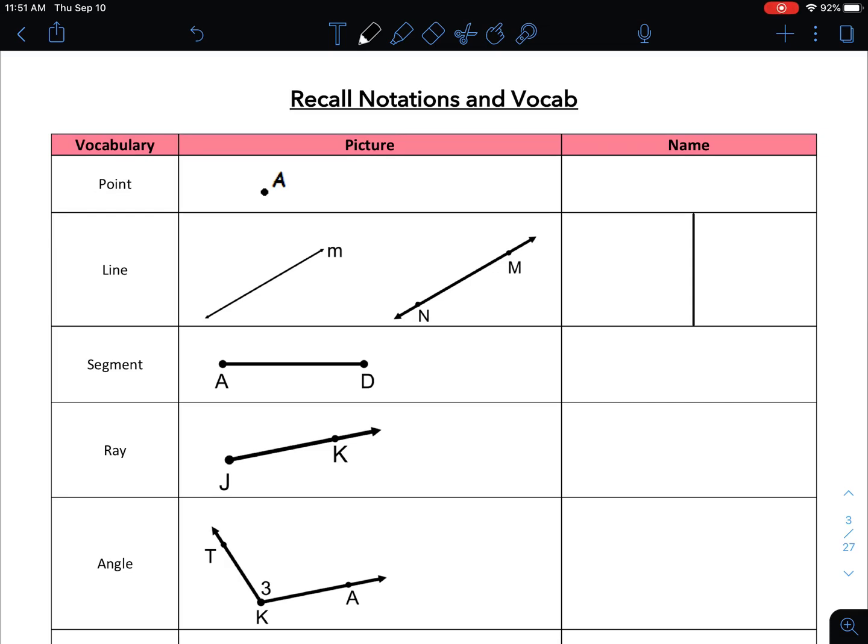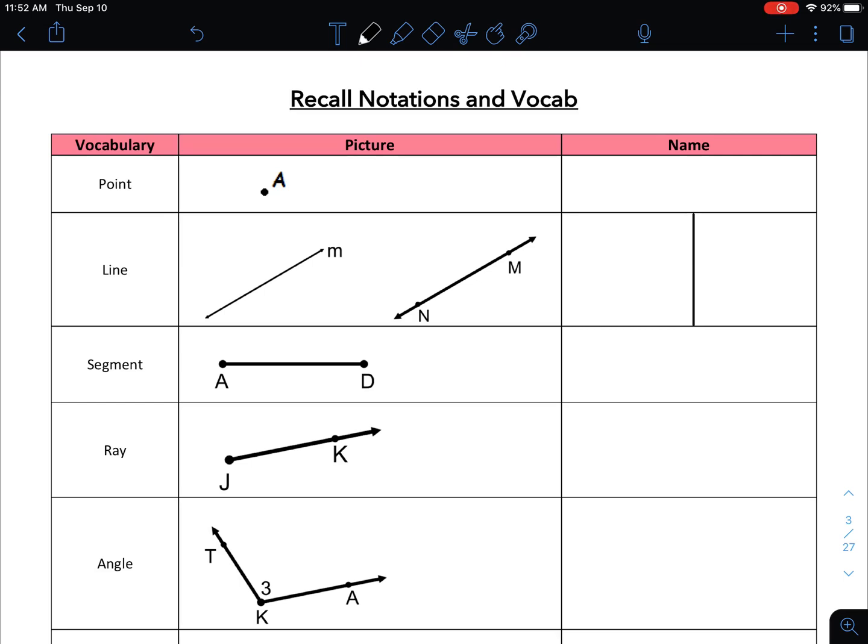All right, in this video, you are going to review some of the notations and vocabulary that you would have learned in Integrated Algebra and Geometry 1. These are going to be very important in this first unit as we move into all of the topics we're going to explore in Integrated Algebra and Geometry 2. Starting off, we're going to review some of the vocab.